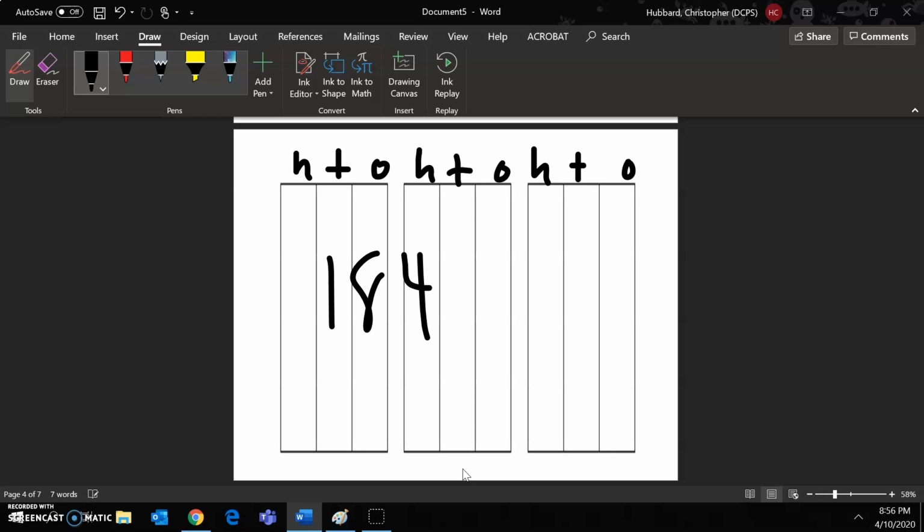184 and 159. Write the symbol that's going to show us which number is greater. Awesome. 184 is greater. We're going to do this symbol because the smaller number eats the bigger number. So to read this sentence, it would say 184 is greater than 159. Let's try two more.